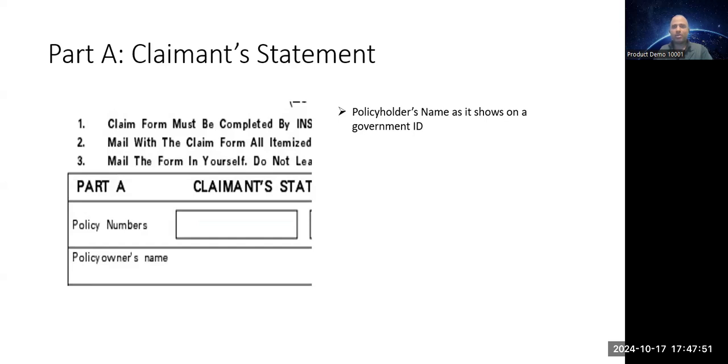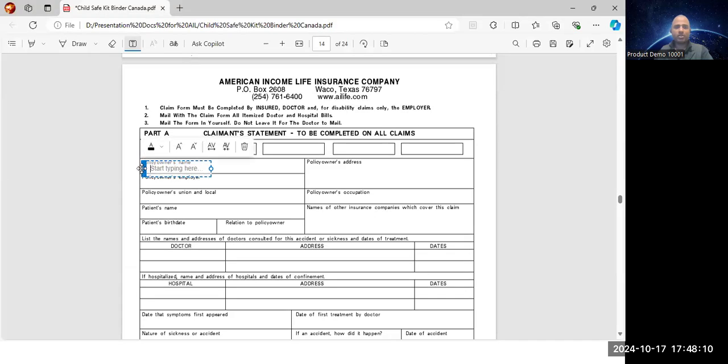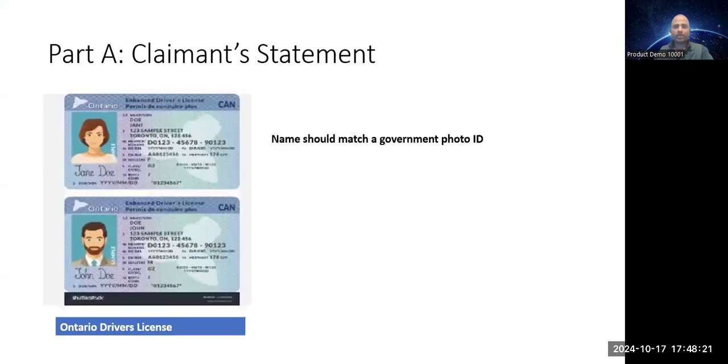All right. So next is your policyholder's name as it shows on a government piece of ID. Your government ID could be your health card or your driver's license. Make sure you write your full name, your first, middle, and last name, from your government ID. Let's say your policy owner's name in this case is XYZ. Again, this name should match your government photo ID. You can see your name right here under name on your driver's license.